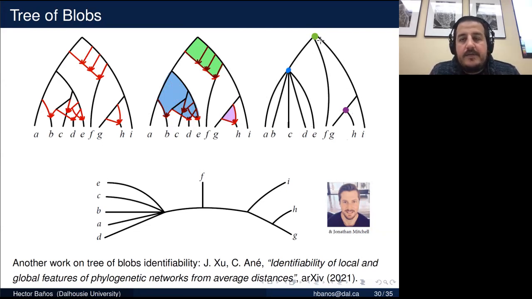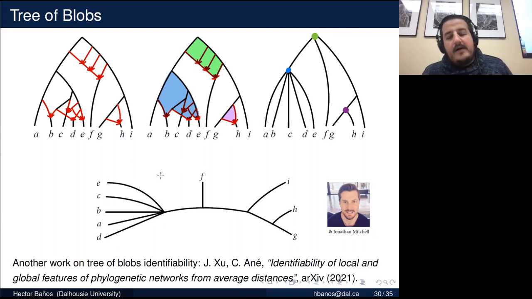Then, in terms of the coalescent process, we have some identifiability results on what things you can get for the tree of blobs. And then we also have preliminary results on the algorithm. This is joint work also with John Elizabeth and Jonathan Mitchell. And the output we expect to have is this thing, that is the unrooted tree of blobs.